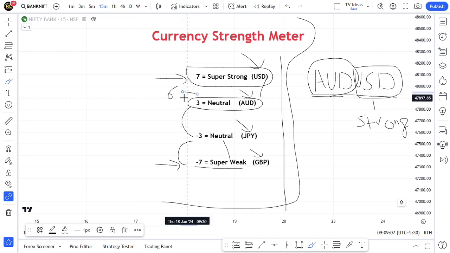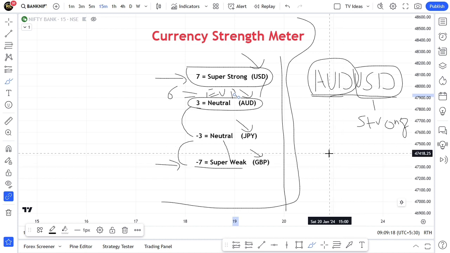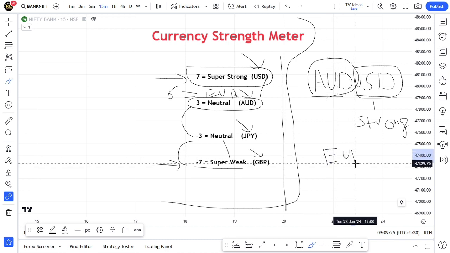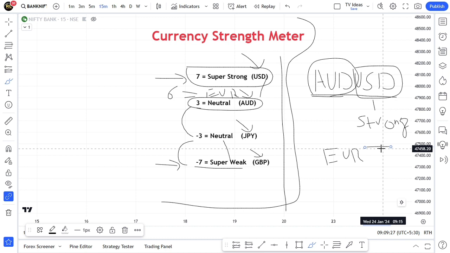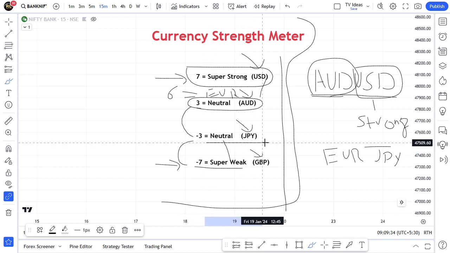Now suppose we have number 6. At number 6 we have, let's say, euro. So from this strength meter you can say that it's more favorable, let's see, we have pair as, let's take it, EUR JPY. Okay, so it's more favorable to buy EUR JPY. Now the reason is that JPY is neutral, so it can go along with any pairs which are strong and which are weak.